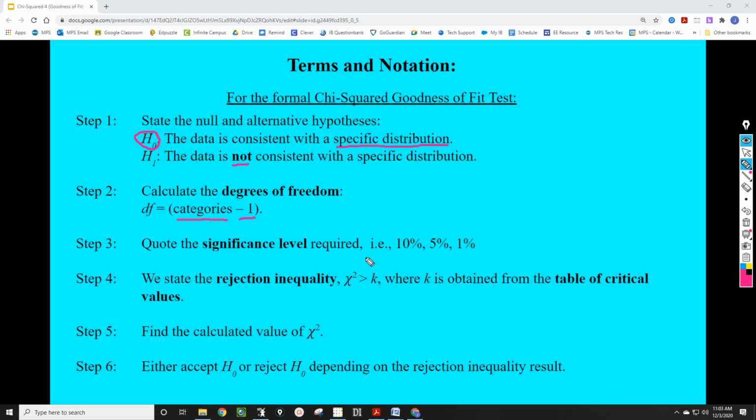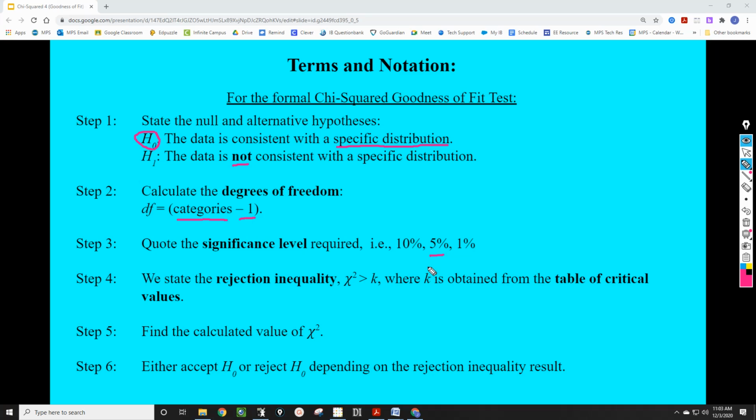Significance level is just like for the chi-squared test for independence. Again, that's telling us how much tolerance there is within the test, how much wiggle room. And usually that'll be stated in the problem. Otherwise, we usually default to 5%. The rejection inequality works the same way as with the chi-squared test for independence.